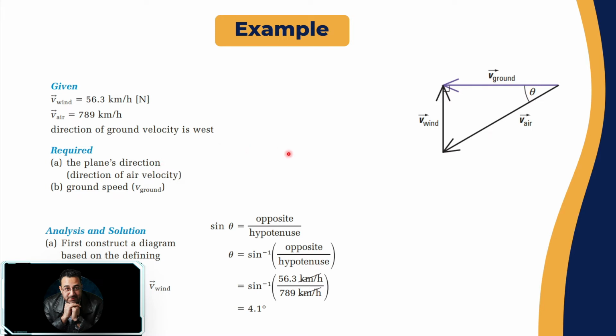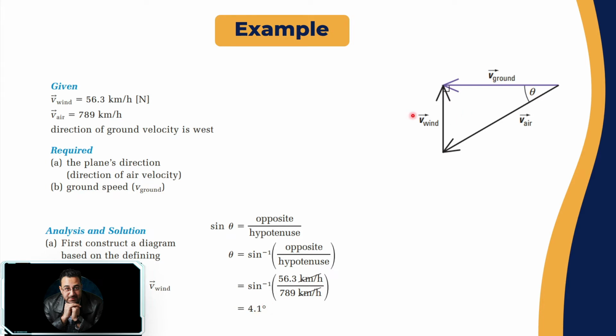First, we make a diagram based on the defining equation v ground equals v air plus v wind, and we say sine theta is opposite over hypotenuse. The theta in this case is sine inverse of opposite over hypotenuse, that would be sine inverse of 56 over 789, which equals 4.1 degrees.